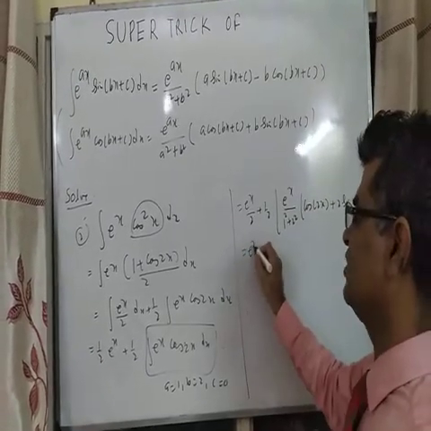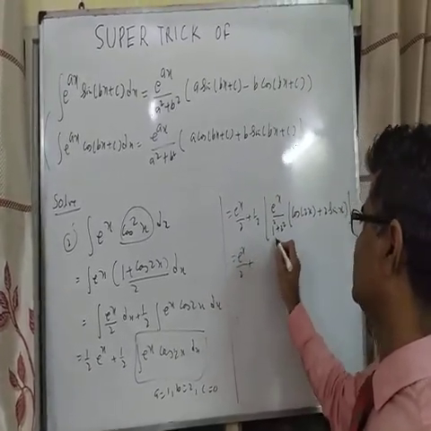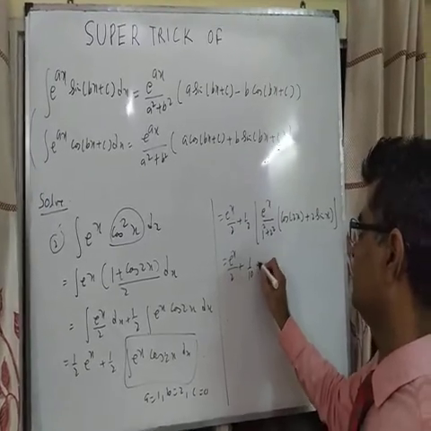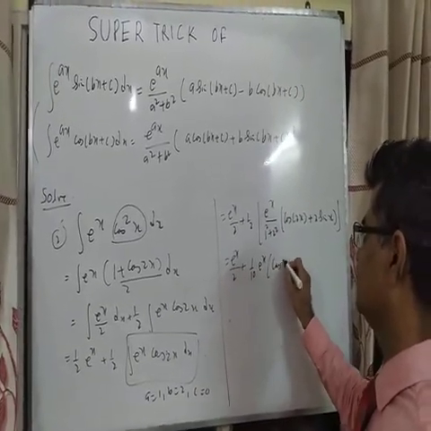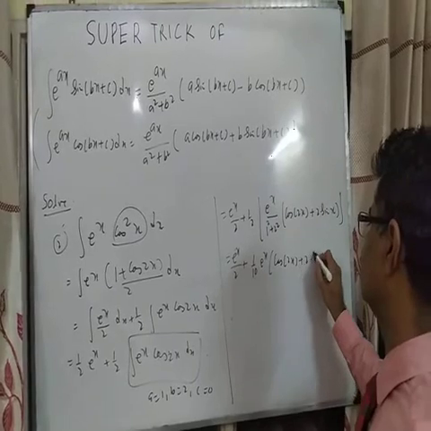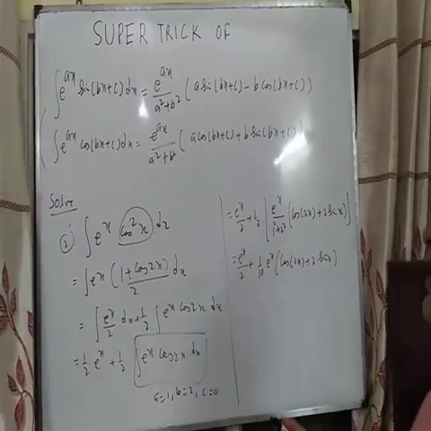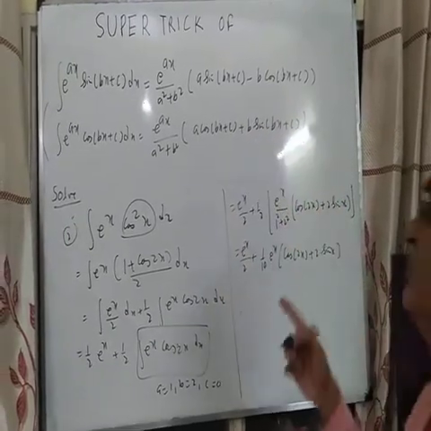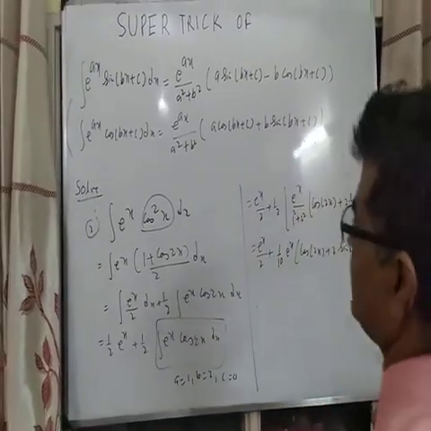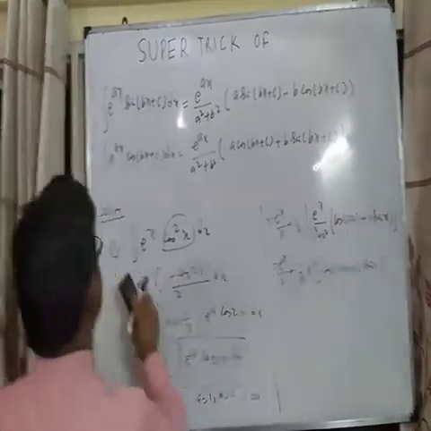So this is equal to how much? e to the power x upon 2 plus 1 upon 10 e to the power x (cos 2x plus 2 sin x). So you can see how quickly we are getting the answer once you know the formula. So you should learn the formula. Now we are moving to next question.